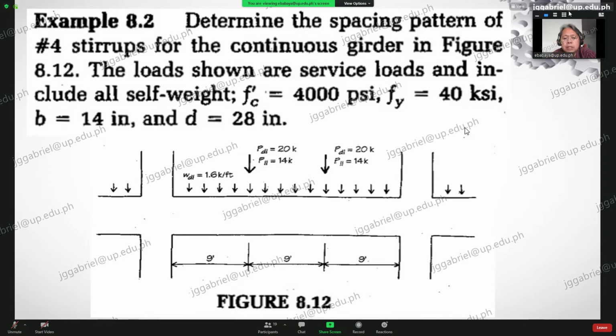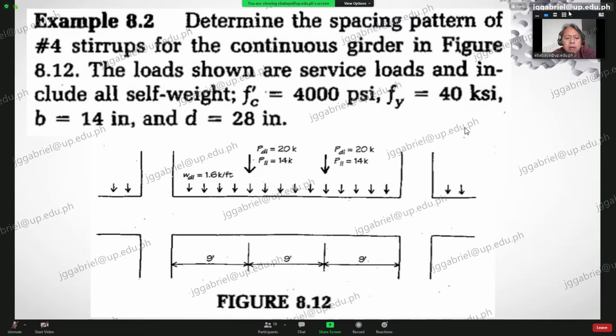Ito yung kino-consider natin. This is a column, another column. So it's a continuous beam. And these are the vertical loads. Ito yung uniformly distributed load, okay, which is 1.6 kips per foot. And then there are two concentrated loads. Okay, the first concentrated load is 9 feet away from the support, and then another concentrated load 9 feet away from the other end of the beam.